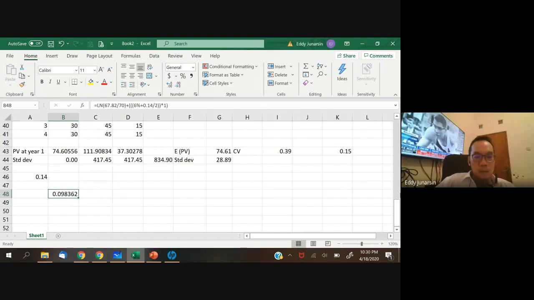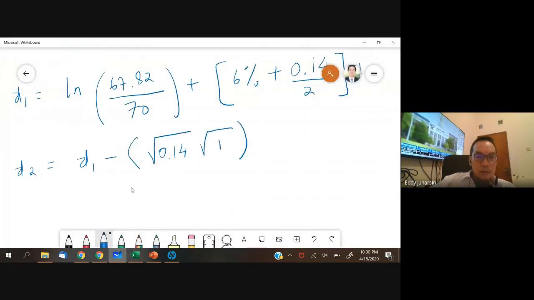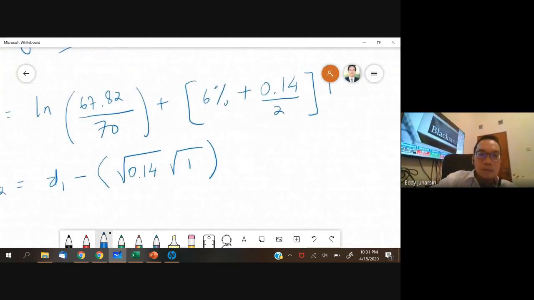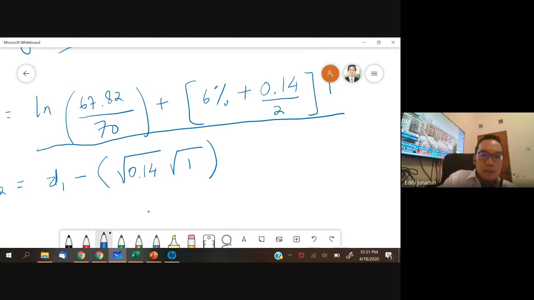Sorry, not yet done. This is the numerator. And the denominator would be... so actually it's not done. We should divide by the square root of the variance. So square root of 0.14 times the square root of time.